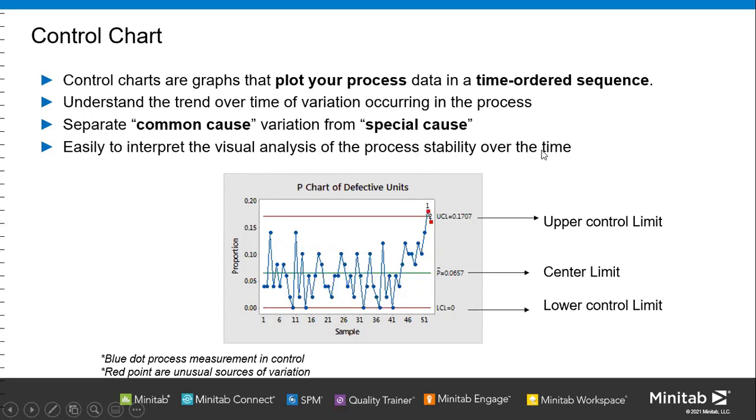So this makes it easy to interpret the visual analysis of process stability over time. But for your information, all these lines are calculated by Minitab. No need to worry about how to get these lines. They come from Minitab itself, based on your data collection from your own process.